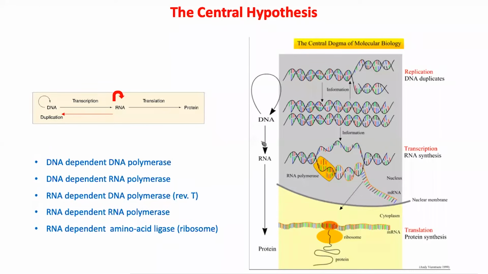So let's move on. Sir, now, where is this RNA-dependent RNA polymerase used? The fourth point. The RNA-dependent RNA polymerase is mostly used by viruses.